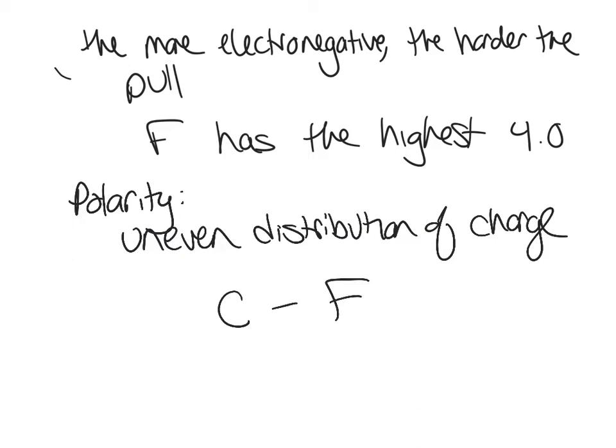Okay, so if fluorine gets this electron more, fluorine becomes partially negative. That symbol is a lowercase delta and it means partial. It is not a full-blown negative charge, okay? Because that would mean that carbon transferred or gave its electron to fluorine, which it most certainly did not.